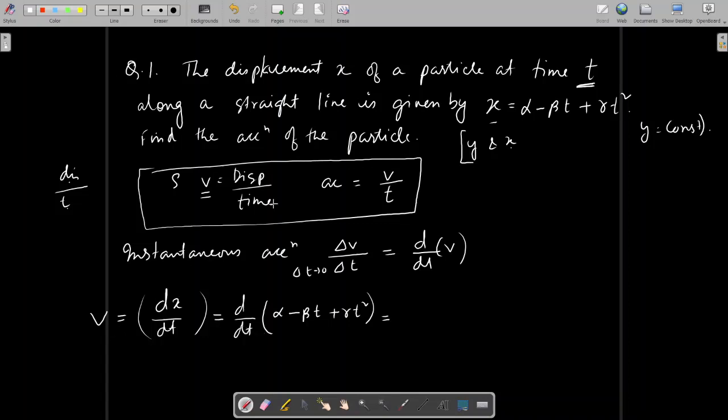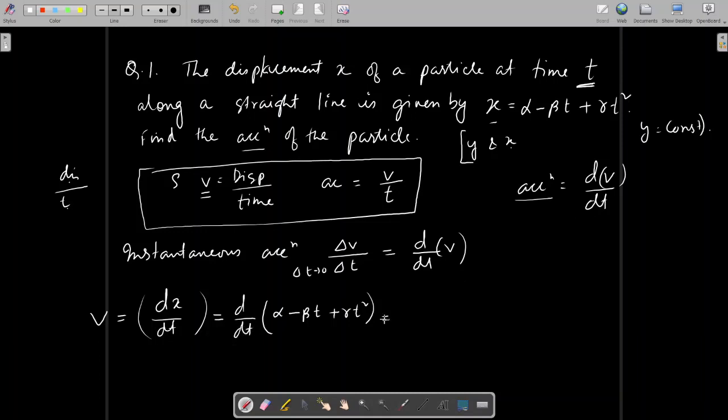Here, first we need to find acceleration, right? First we'll find velocity. After velocity, if we differentiate velocity again, we get acceleration, because acceleration is dv by dt. So first we need v. We will find v by differentiating one time. Then we differentiate again to get acceleration. That will be our instantaneous acceleration.